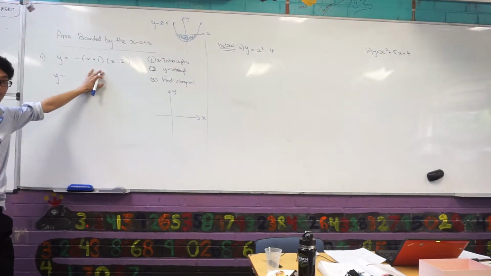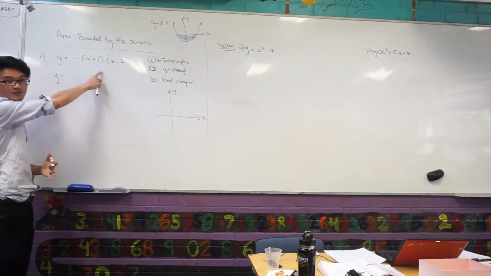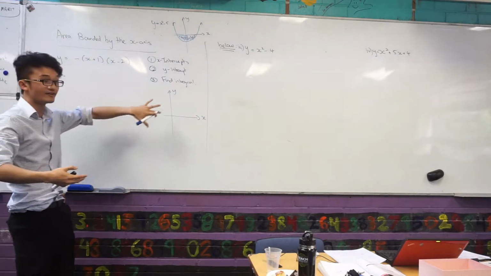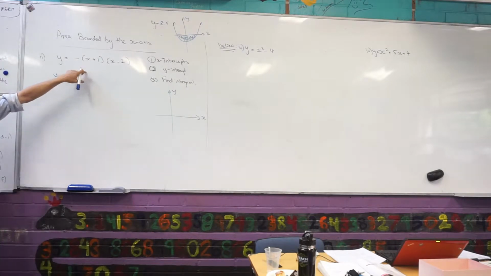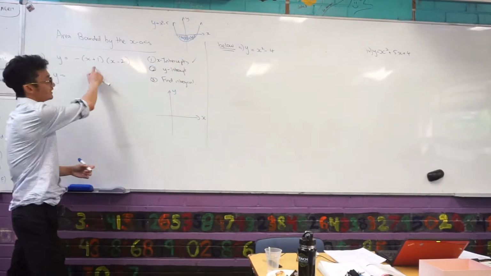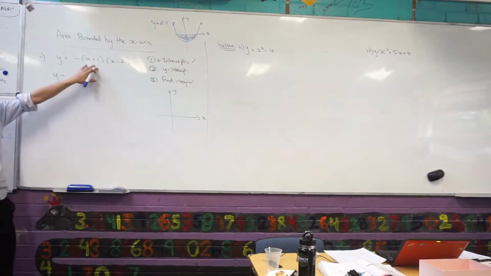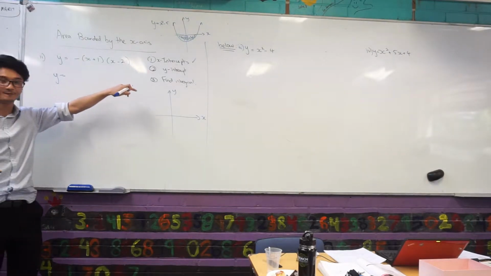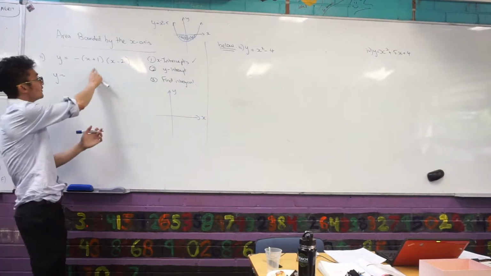It's a parabola and it's concave down because there's a negative in front of the whole thing. So I know it's a concave down parabola. I don't know the intercepts just yet. But this factorized form is really good for finding the x-intercepts. Can you tell me, what are the x-intercepts of this parabola? Negative 1 and 2. You know that from this form.